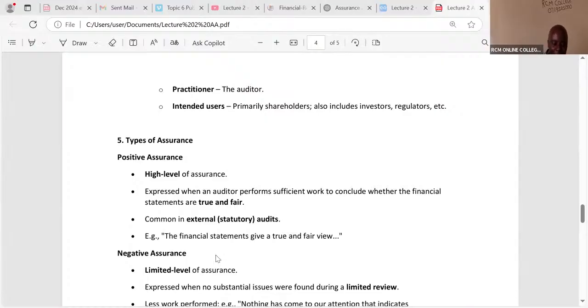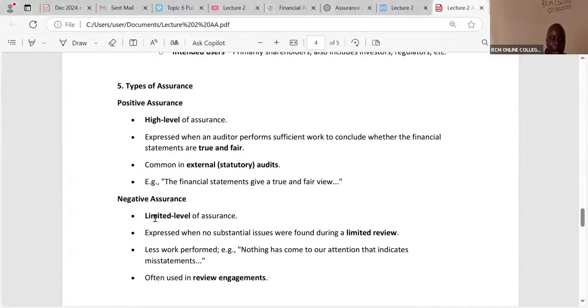And listen to this. Negative assurance. When does it work? With negative assurance, we are looking at what we call a limited level of assurance. It's some kind of comfort I'm giving you, but very little. Very little, because the time you gave me to do the work was also very little. The resources you are giving me to do the work are very little. So I'll be able to give you what we call negative assurance. It is expressed when no substantial issues were found during a limited review. The review was really limited because the resources were scarce, no time, no nothing.